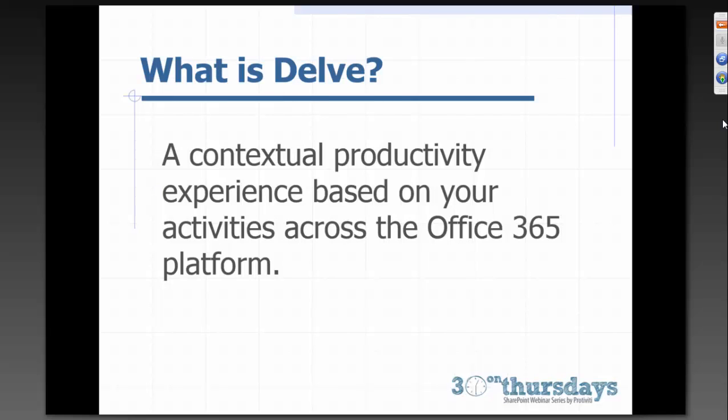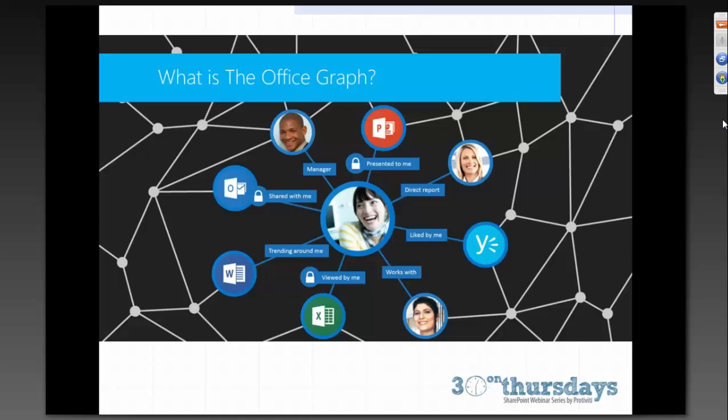So what is Delve? Well, this is my definition. It's a contextual productivity experience based on your activities across the Office 365 platform. Essentially, what it's doing is it's taking account of all of the things that you're doing in Office 365, whether they're in SharePoint, whether they're in Outlook, whether they're in Lync, and it's pushing you content based on who you're speaking with, what you're doing, what groups you're working with, and essentially all of the content that you're interacting with across the site.